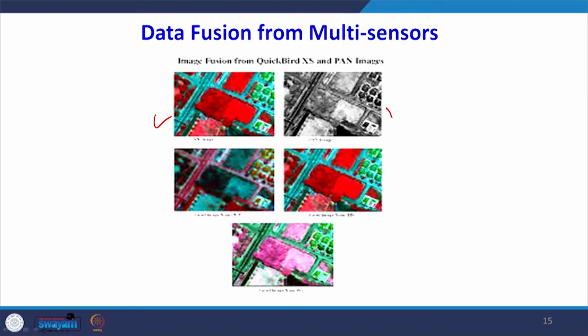So we have used, for example, the multispectral data and the panchromatic black and white data, and tried to fuse the data together using different techniques. These are the data fusion which has been taking place.